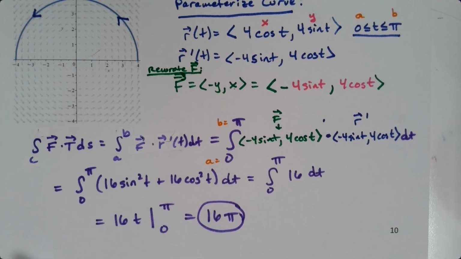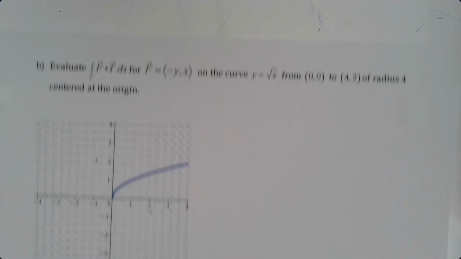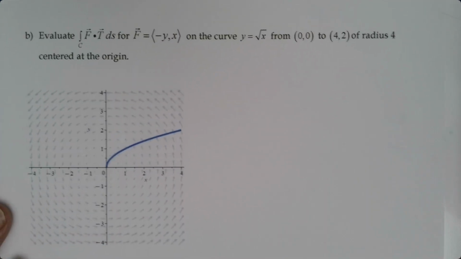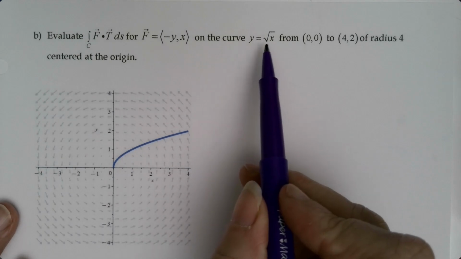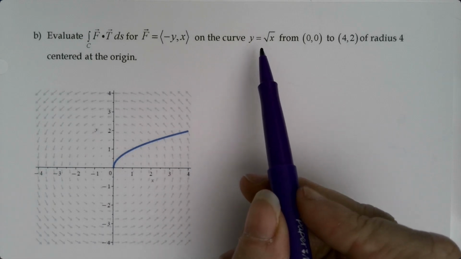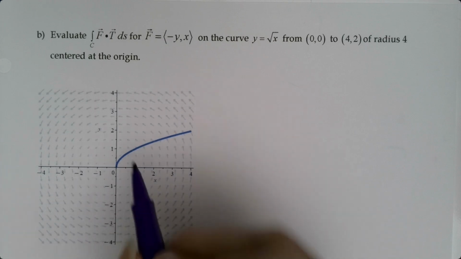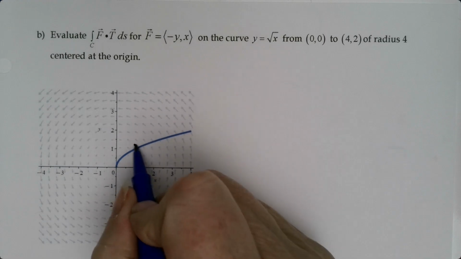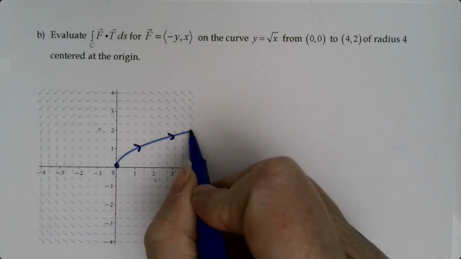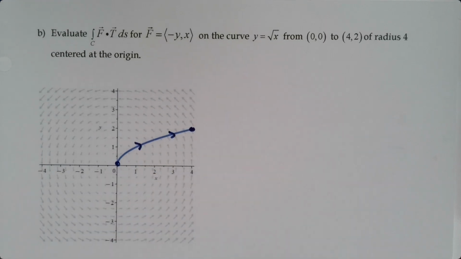Now I'm adding in a part B. Let's take the same vector field and compare what happens when we're looking at y equals the square root of x. I've already drawn it right here: y equals the square root of x from (0, 0) to (4, 2). It looks like that. So we need to parameterize this.